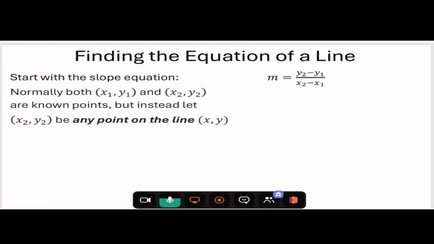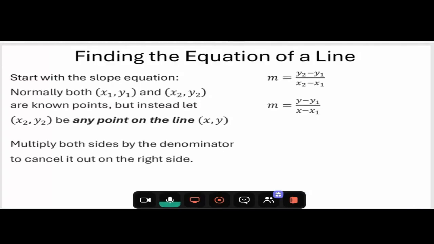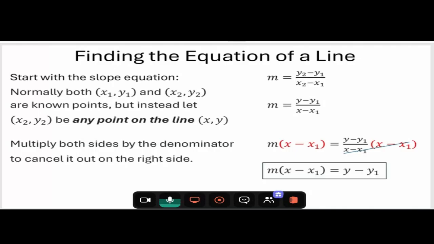But imagine if instead that second point, x2, y2, instead of being a point you know on the line, imagine that was a point you don't know on the line, xy. Some xy, any xy that's on the line. And you put that in. And then we're going to multiply both sides by that denominator, like so, because then it can cancel. And just like that, we have the special equation that we came up with.